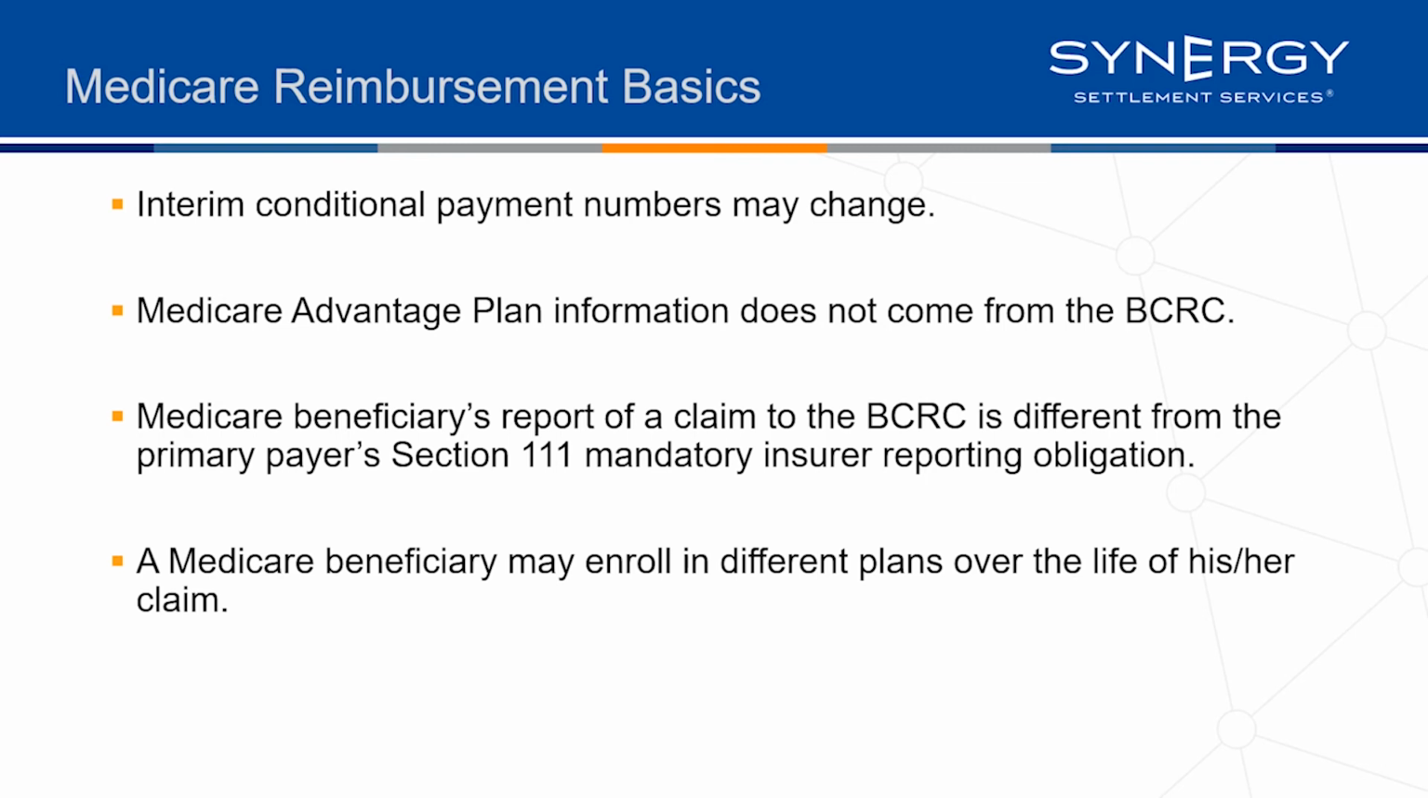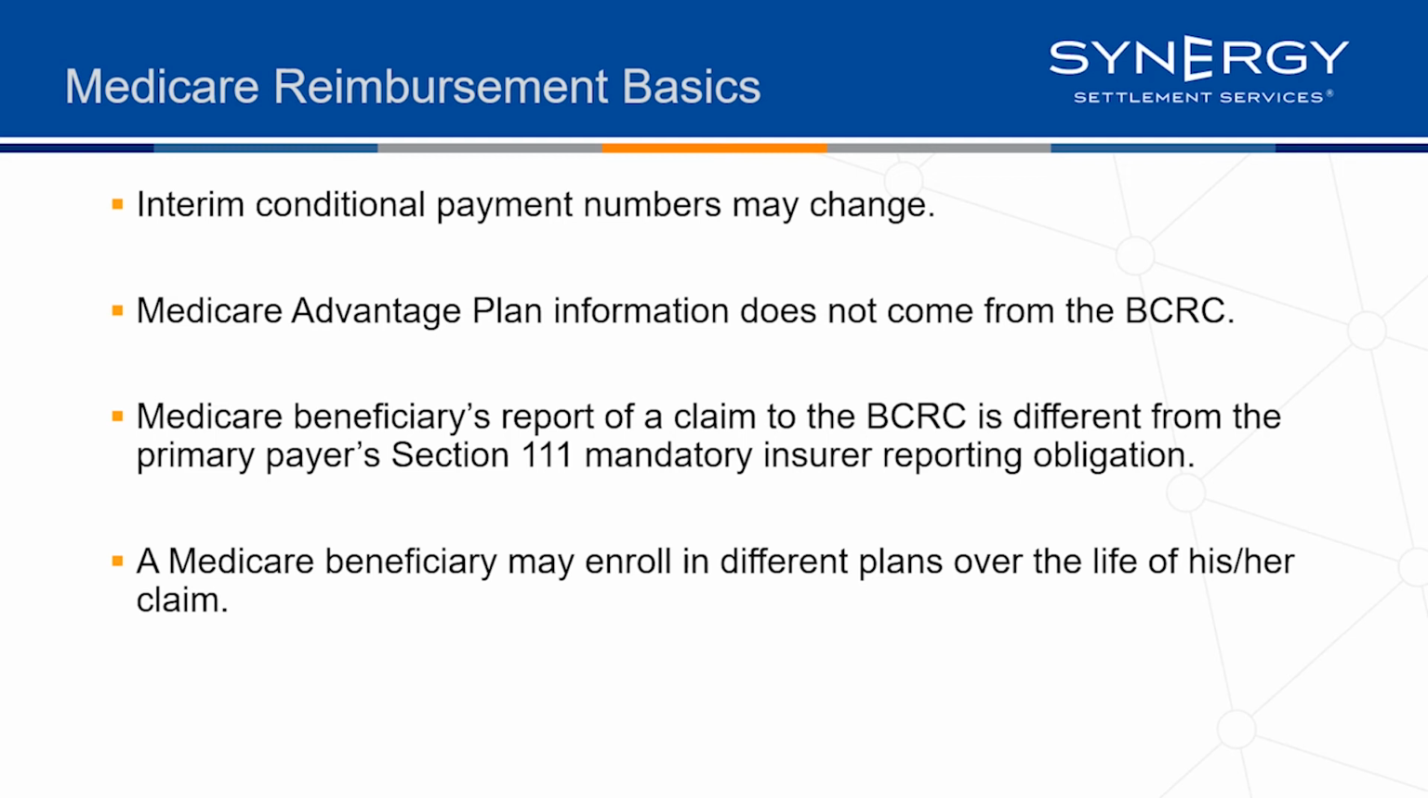Section 111 reporting is a mandatory insurer reporting obligation that is placed on the defendant and the RRE for the primary plan. When a case involving a current Medicare beneficiary settles and it's a liability case involving a physical trauma and the settlement exceeds $750, the primary plan's RRE is going to make their Section 111 total payment obligation to claimant, TPOC, report.